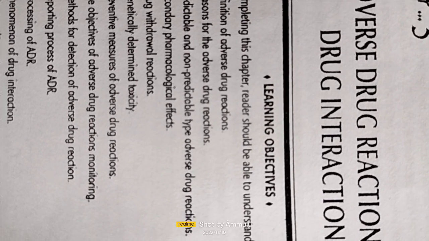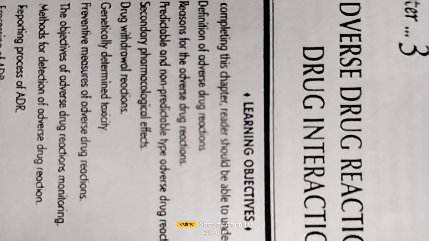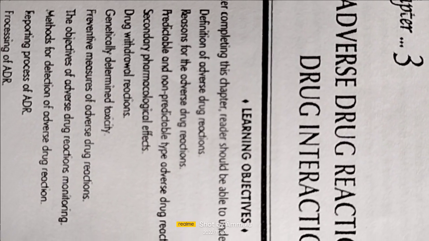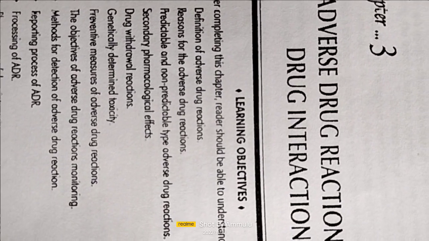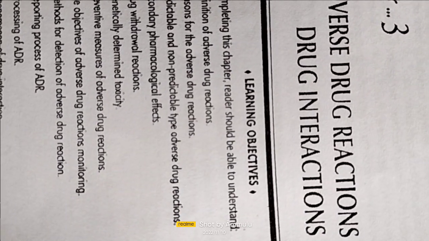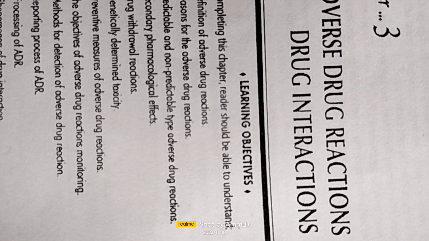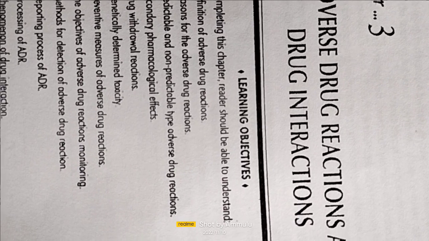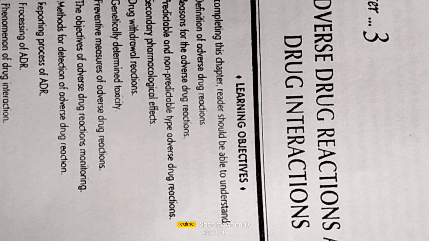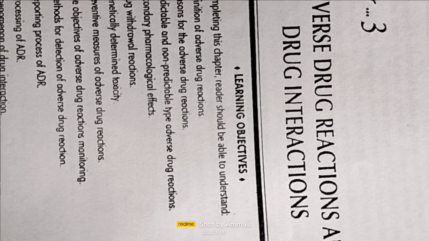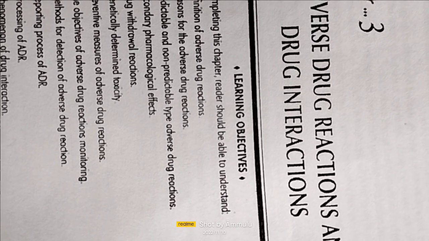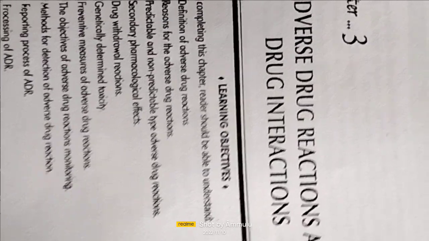The dose-independent reactions are more serious than those requiring intermediate withdrawal of the drug. Some types of unpredictable reactions are given: idiosyncrasy, pharmacogenetics, genetically determined toxicity, allergic drug reactions, supersensitivity, photosensitivity, intolerance. These are some types of the unpredictable adverse drug reactions.